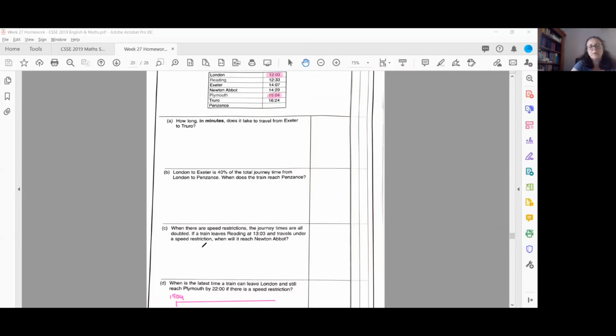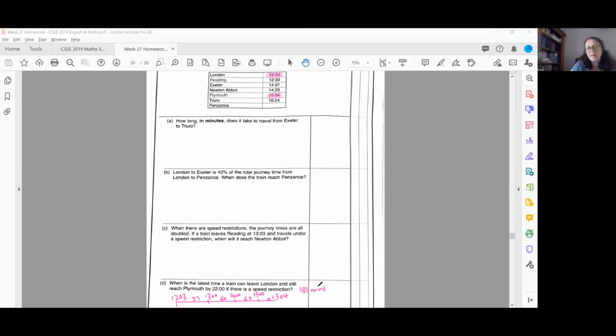So let's do our London departure time, because the return journey will be the same length of time as the outward journey. So 12:03 would be when we would have left London, and 15:04 would be when we would arrive in Plymouth. So we're going to have 1300 here, 1400 here, and 1500 hours here. So 12:03 to 1300 would be 57 minutes. Then we have 60 minutes here, 60 minutes here, and 4 minutes here. 60 plus 60 is 120. Add 57 would be 177. Add 4 would be 181 minutes.